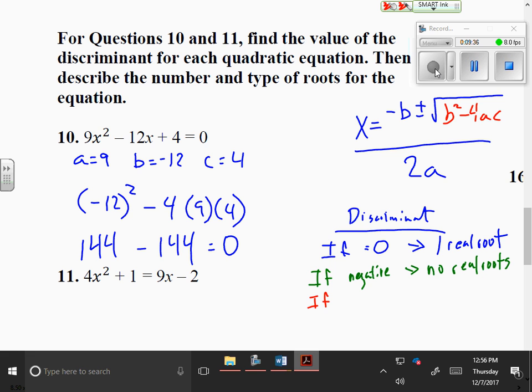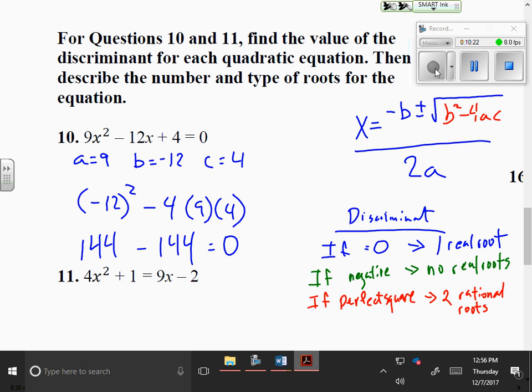If it's a perfect square, if this number that we come out with is like 9 or 16 or 25, something with a nice square root, then we're going to have 2 rational roots. It's going to come out nice. Rational is automatically real, so we don't need to say it's 2 real roots. If we say it's rational, that automatically means it's real.